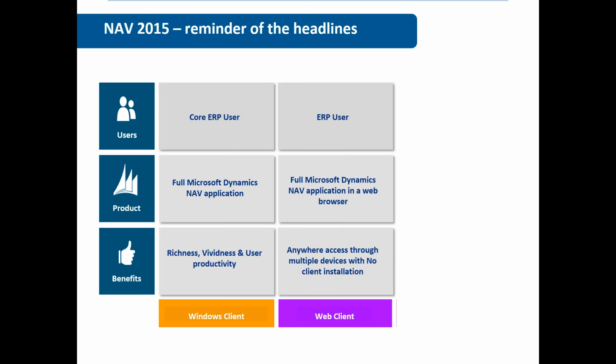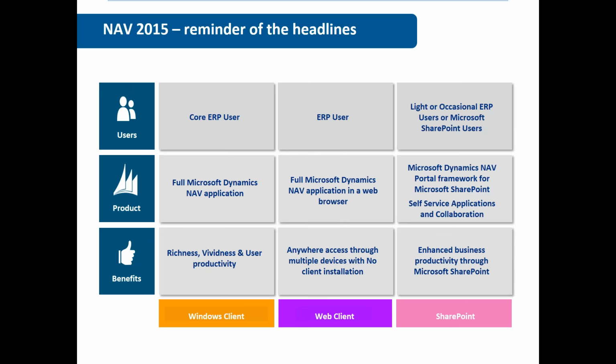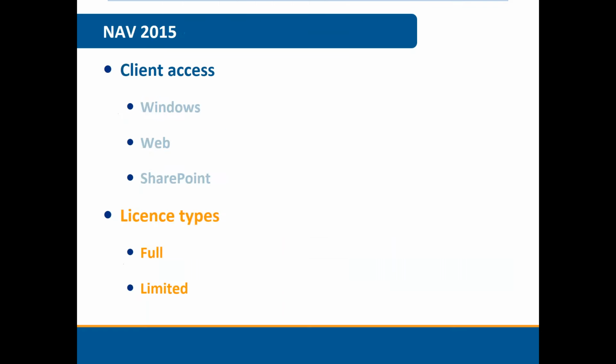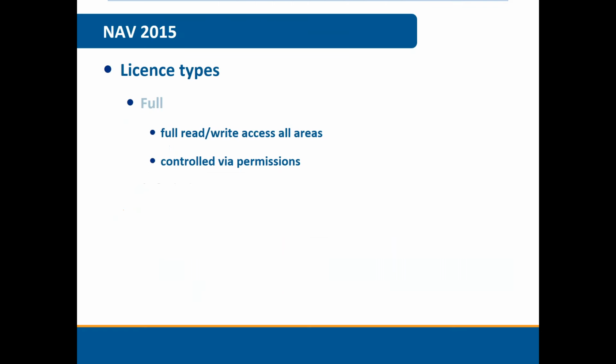The third type of client, I have to say, I don't know of any of our users that are using this. You may have a SharePoint strategy, you may not have a SharePoint strategy, but certainly if you have, then you can allow users access to NAV data through their SharePoint login as opposed to any other client. So license types, well, full and limited.